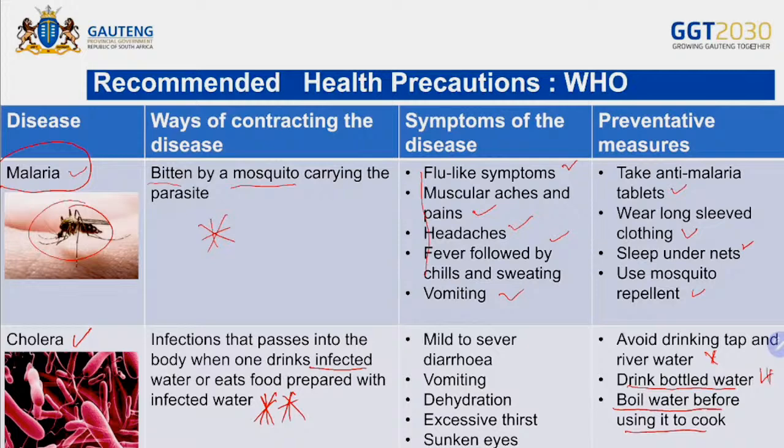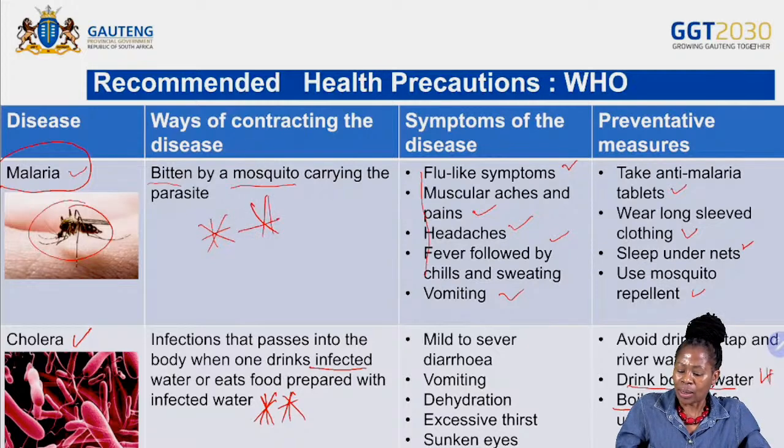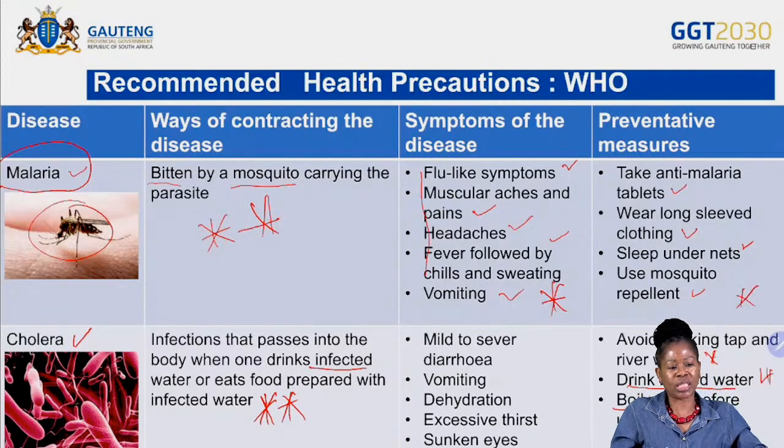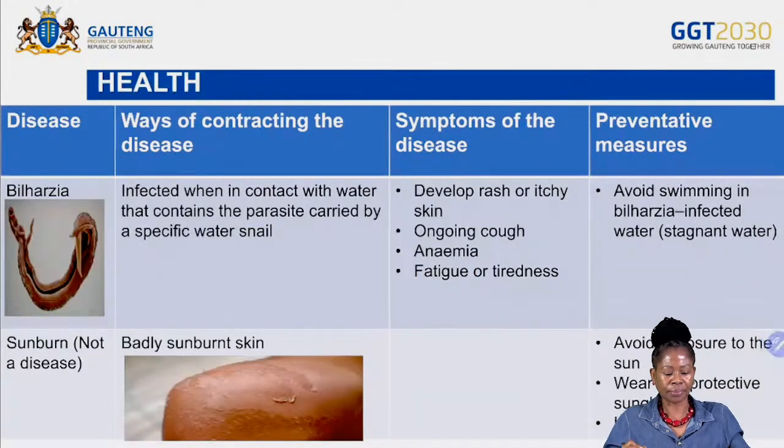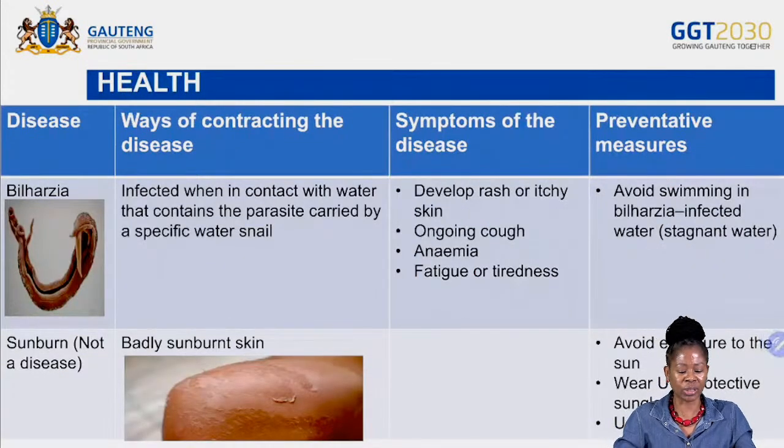And all these diseases, you will get one or two in that question paper. Please check what they ask you, whether they ask how you contract it, what the symptoms are, or the preventative methods, if maybe you are given that type of disease. We continue with those diseases.